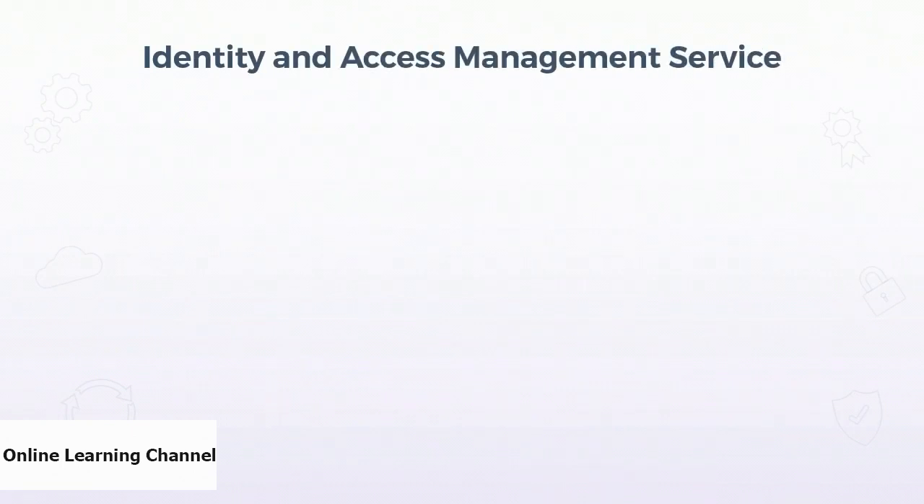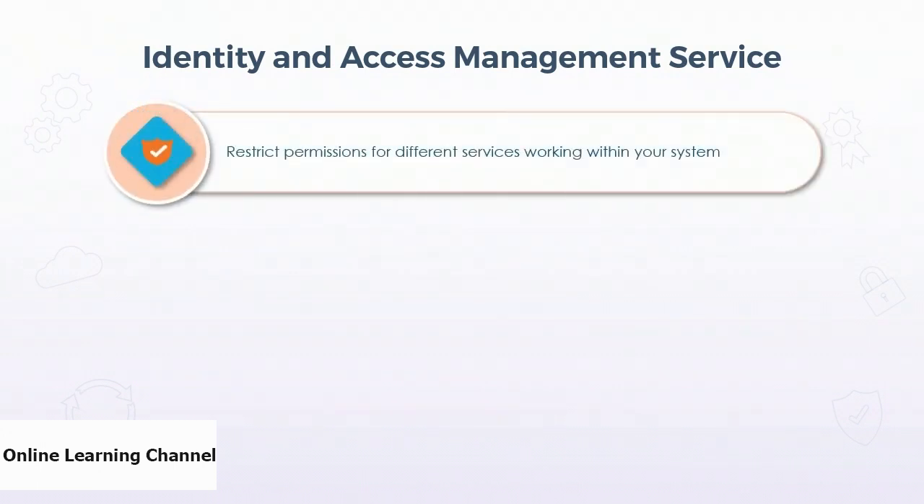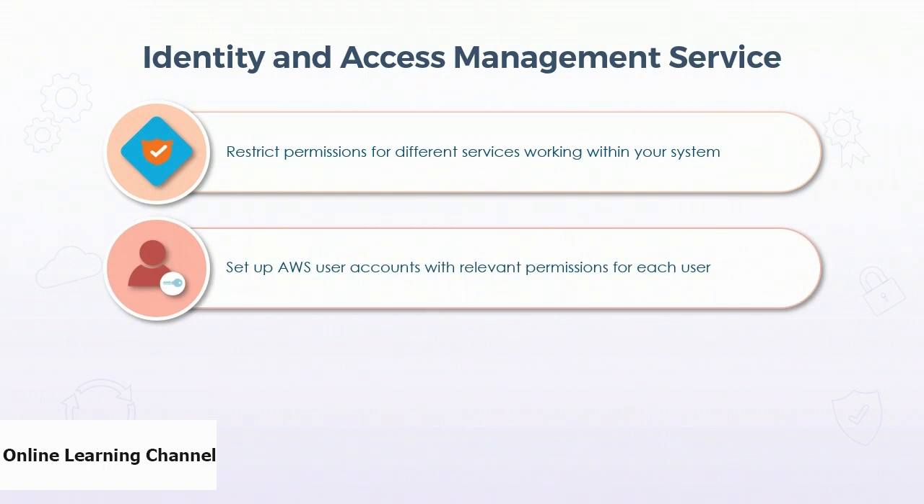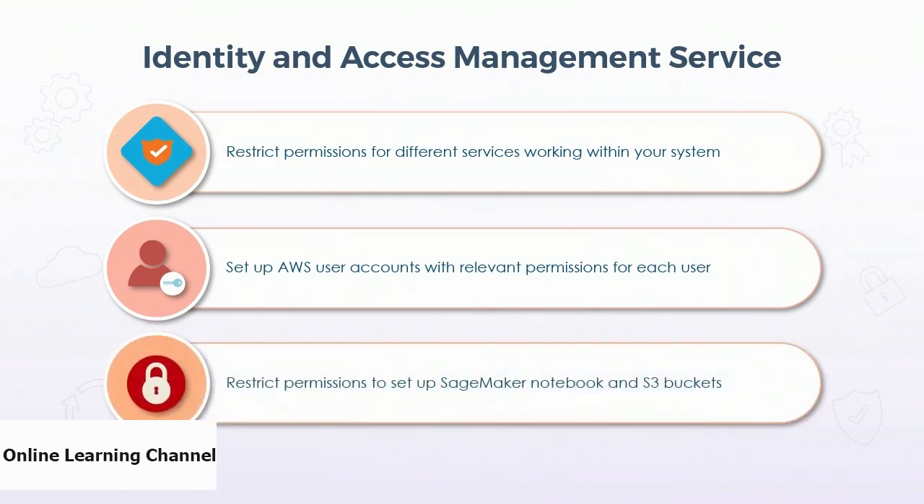Let's talk about Identity and Access Management services. IAM, or Identity and Access Management, is useful to restrict the permissions of all the different services which are talking to each other within the organization's system. IAM can also be used to set up user accounts for AWS and give permissions to authenticate accounts. If you've decided to run SageMaker Notebooks, then restrictions on permissions can be given for setting up SageMaker Notebooks, and IAM can also be used to access the data by using an S3 bucket.